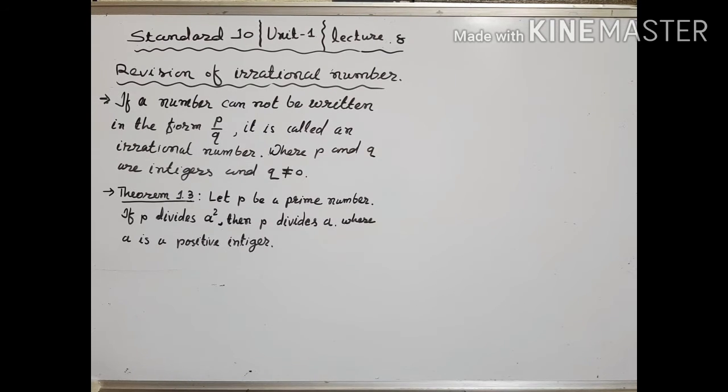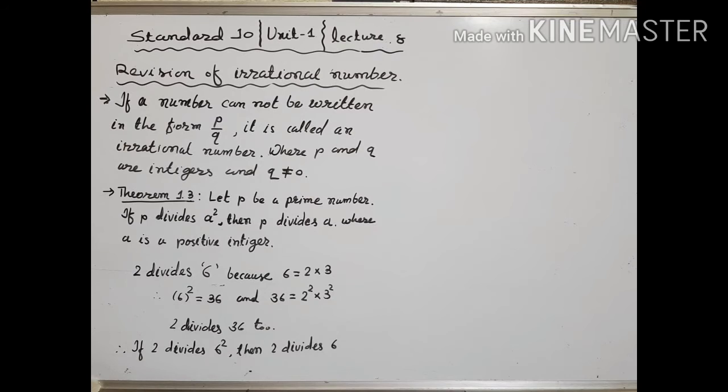Let us understand with an example. 2 divides 6 because 2 is a factor of 6. Now let's take the square of 6, which gives us 36. If we take the prime factors of 36, we again get 2 and 3. Therefore, we can say 36 is also divisible by 2. It means 2 divides 36. If 2 divides 6 square, then 2 divides 6. Okay. One more important property of irrational numbers.